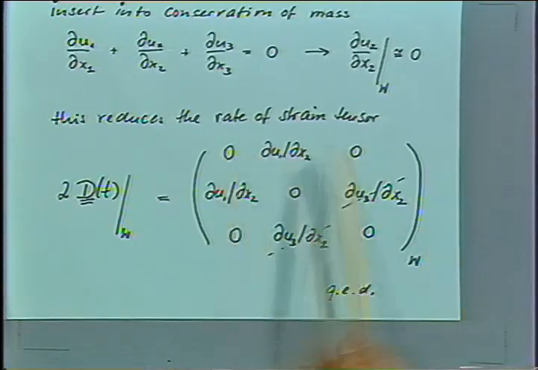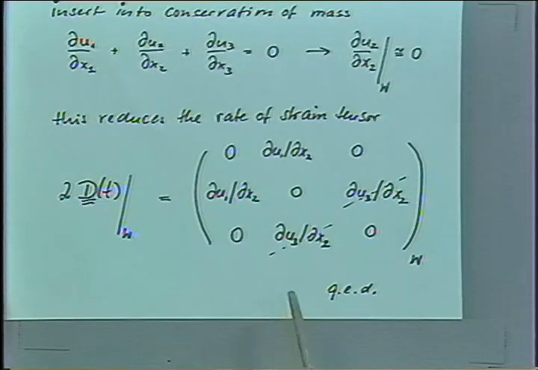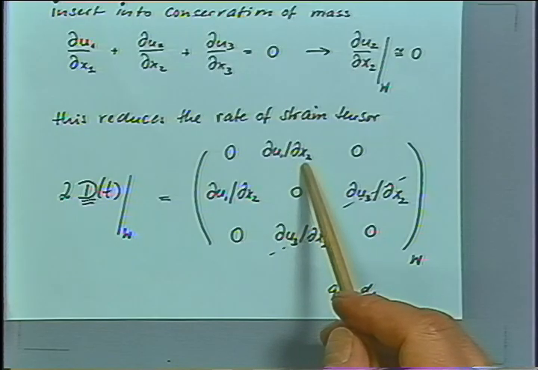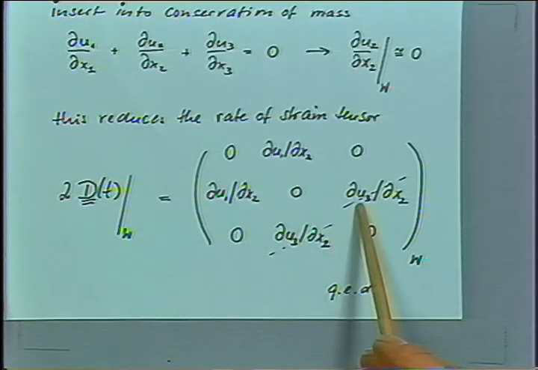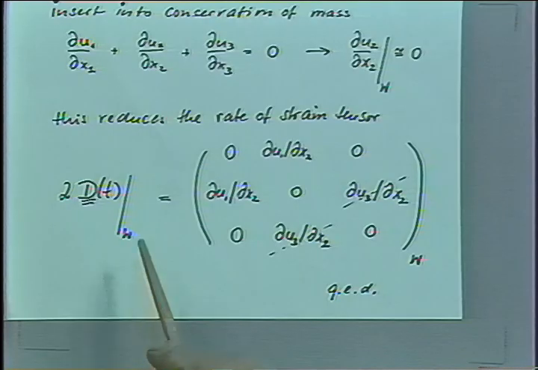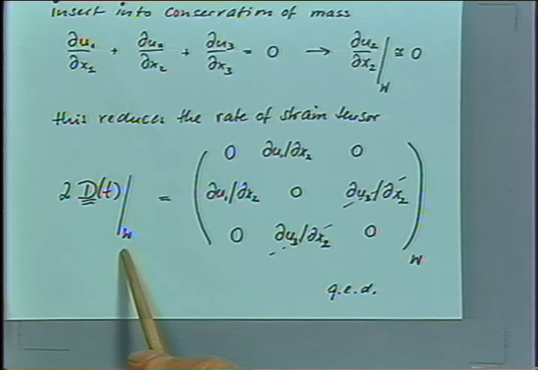Now, all those gradients enter in the definition of the local rate of strain tensor, and when you put in all components, you will see that the only non-zero components are the gradient of u1, normal to the surface in x2 direction, and the gradient of u3, normal to the surface in x2 direction. Those are the finite contributions in that tensor in the limit of the wall position.